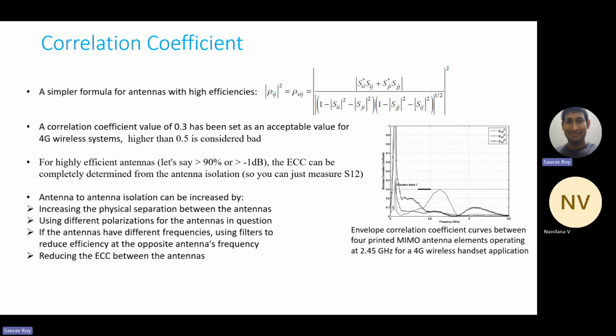What are the other things? If the antennas have different frequencies, use filters to reduce efficiency at the opposing antenna's frequency. If the different antennas work at different frequencies, then they are less likely to interfere with each other's patterns. And also we can filter out the other frequency completely using a filter. And reducing the ECC between antennas, so if you reduce the envelope correlation, this will also improve the isolation. Okay, so these are the factors.